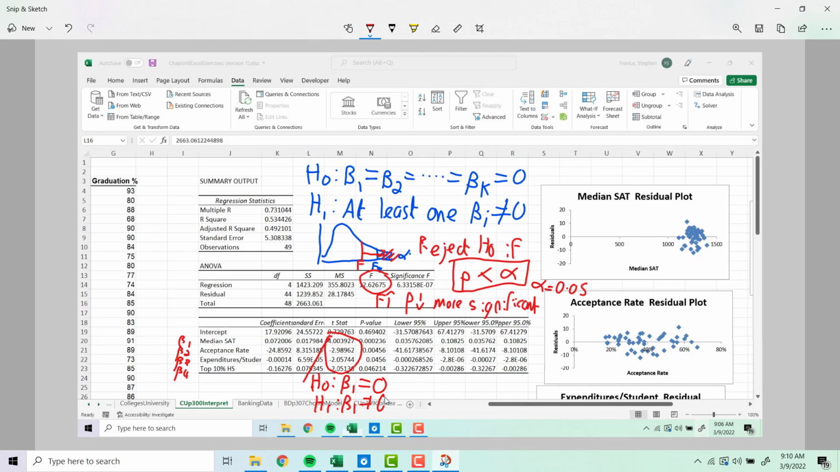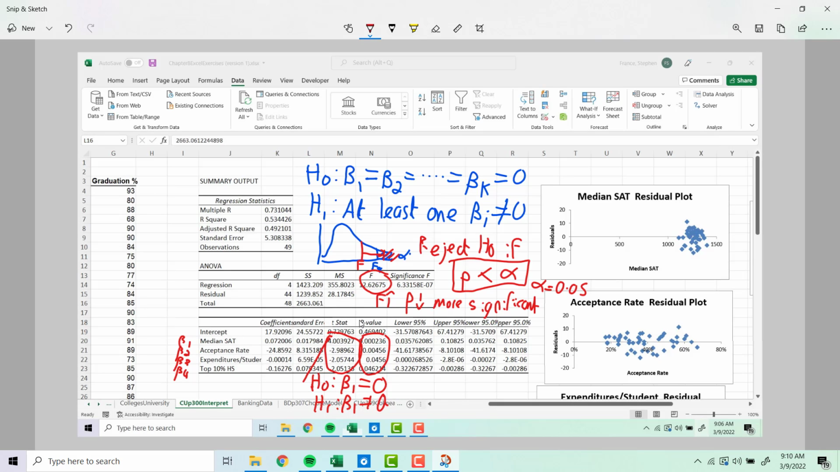Beta 1 is not equal to 0, etc. So it's just back to the thing of me telling my boss, yeah, this regression is useful, I'm not quite sure what's useful. Then I want to look at these individual tests and the individual p-values for these tests.